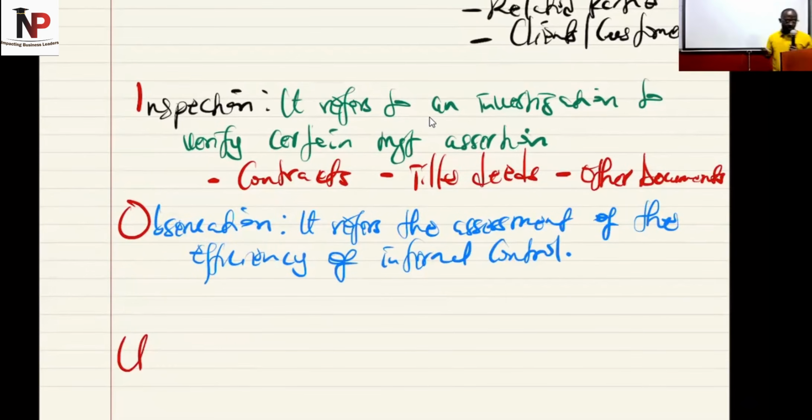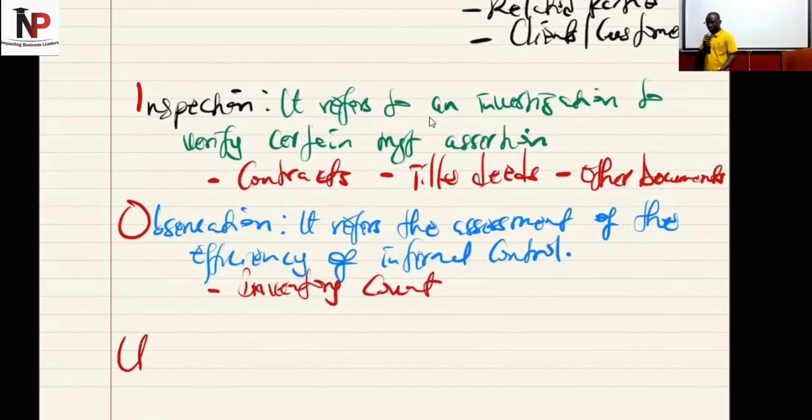So sometimes observation may come in, for instance, when we attend inventory counts. At the end of the year, we are attending an inventory count. We will observe to see how it is done. Because maybe in the entity's manual, they have stated that when we are doing inventory counts, we do A, B, C, D. So we want to see, are they counting the inventory well, in the manner that it is supposed to be counted?